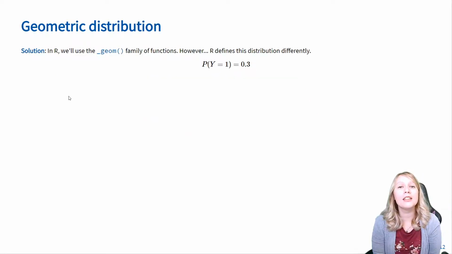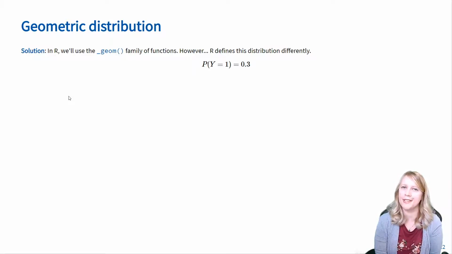Now we can find these probabilities in R using the geom family of functions. Just like binomial, we have a suffix indicating the distribution, in this case geom for geometric, and then the prefix indicating the type of calculation we'd like R to do. However, R defines this distribution a little bit differently. Let's see if we can maybe back solve for how R is thinking about the geometric distribution.